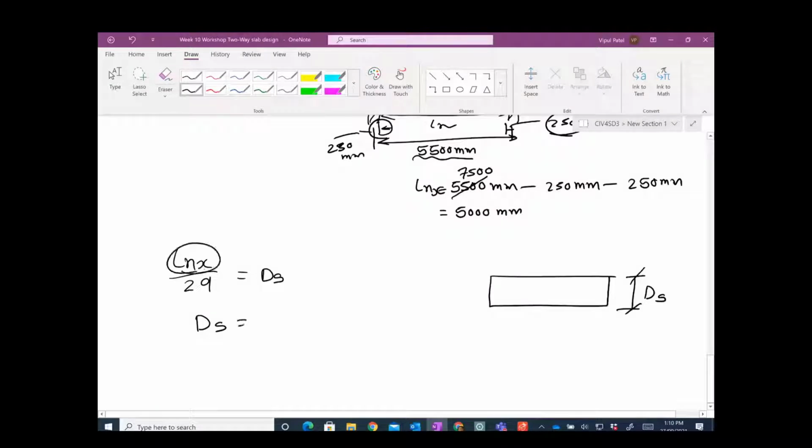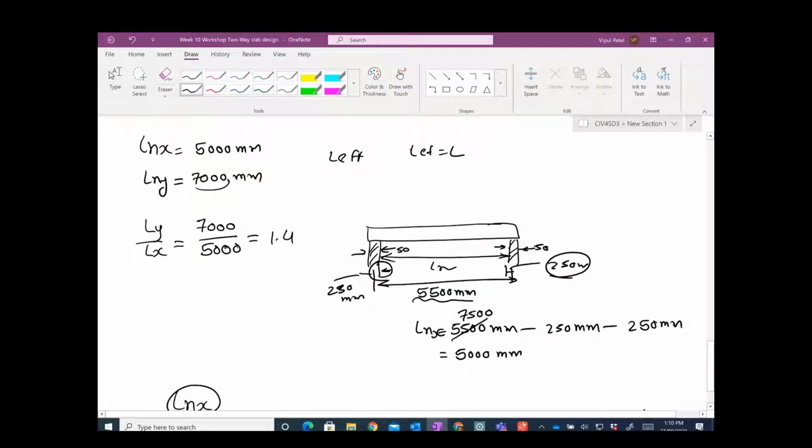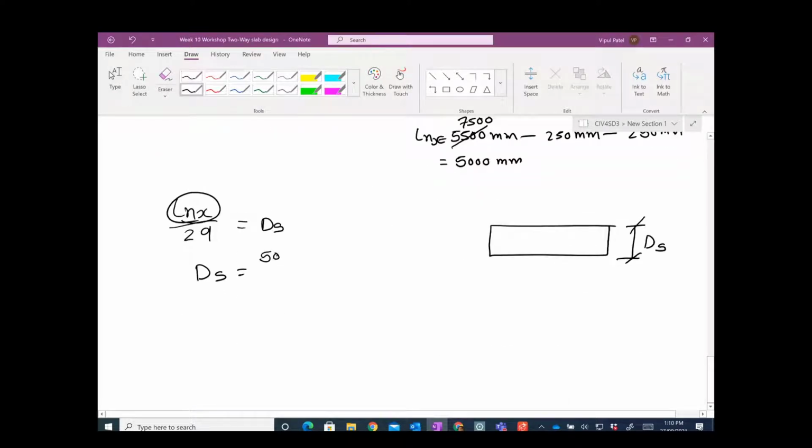So if I want to calculate that, ln x is 5000. So you put 5000 millimeters over 29. So 5000 over 29. Let me do it on my calculator. Oh, here you go. So you have 5000 divided by 29. You get about 172 millimeters. Look, your builders will not like it if you put 172. So generally we will put rounded numbers, just lower it down, not increase, not put 180, just put 170 millimeters. So that is a good starting point.